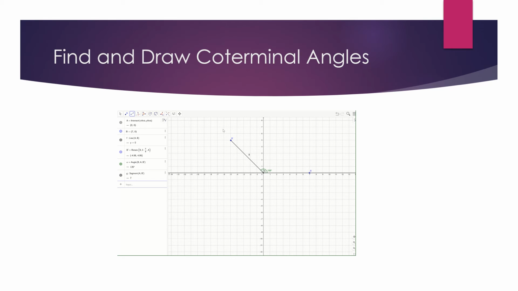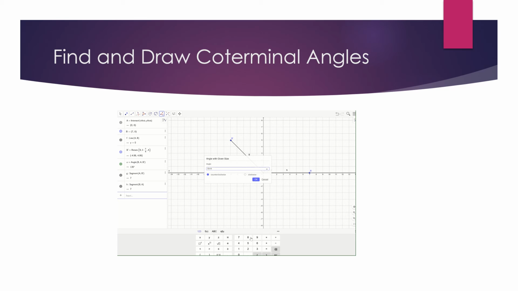Now, just for fun though, we're going to go ahead and draw our negative coterminal angle. So I'm going to hit my leg again. And we said our negative coterminal angle would be negative 5 pi over 4. So I'm going to hit my angle with the given size. I've got to hit my points now. Point. And this time I want negative 5 pi over 4.